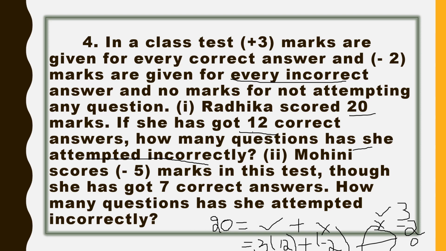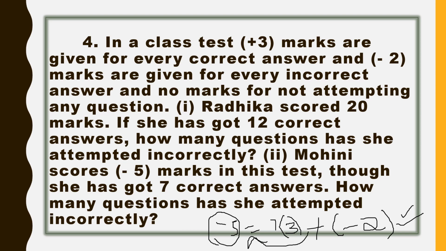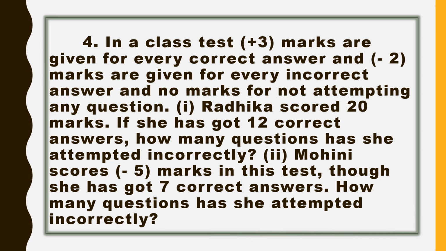And next, Mohini scores minus 5 marks in this test. Okay, Mohini got minus 5 marks, though she has got 7 correct answers. So 7 correct answers means 7 into 3 plus minus 2 into, and in this condition we should also find out how many incorrect answers she wrote. Okay, as the total score is given, we can find this by sending this as minus and this minus 2 as division. Okay, so let us start this problem.